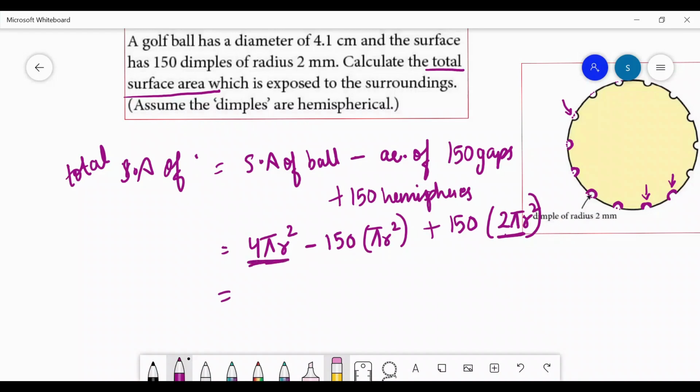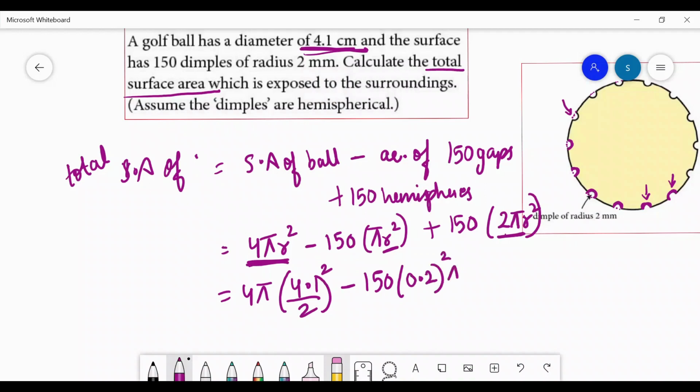Now by r, here I mean the radius of the entire ball, which is 4 pi into 4.1 by 2 square, because the diameter is given to be 4.1, so the radius is just half of it, minus 150 into pi r square. Here by r I mean the radius of the dimples, which is 0.2, and we have next 2 pi r square, which is again 0.2 because we're talking about the dimples here.